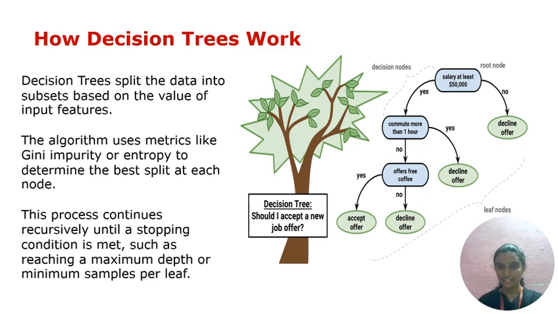These two are the decision nodes. If yes, commute more than 1 hour. If this decision is yes, then you can opt for declining the offer. If no, check whether the job offers free coffee. This is one of the decision nodes, and if we move to another decision node, offers free coffee: if this decision is yes, then accept the offer. If this decision is completely no, then decline the offer.